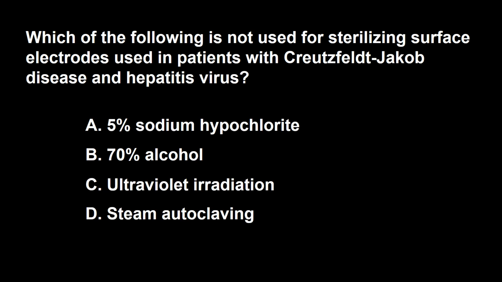Which of the following is not used for sterilization of surface EEG electrodes used in patients with Creutzfeldt-Jakob disease and hepatitis B virus? A. 5% sodium hypochlorite. B. 70% alcohol. C. Ultraviolet radiation. D. Steam autoclaving.